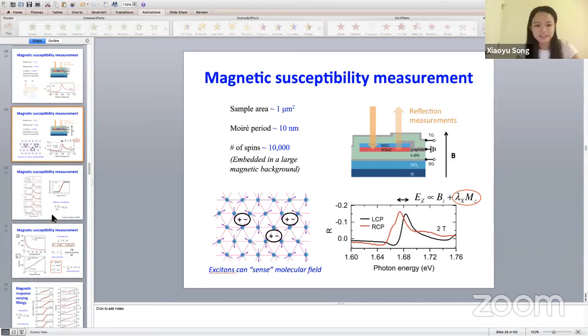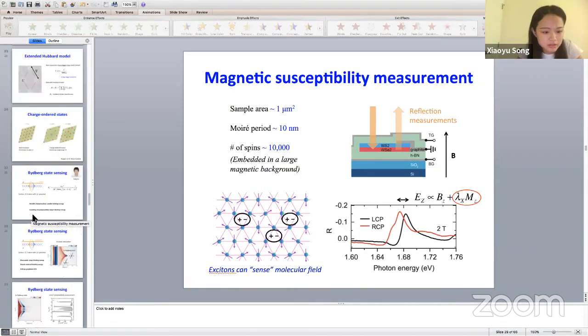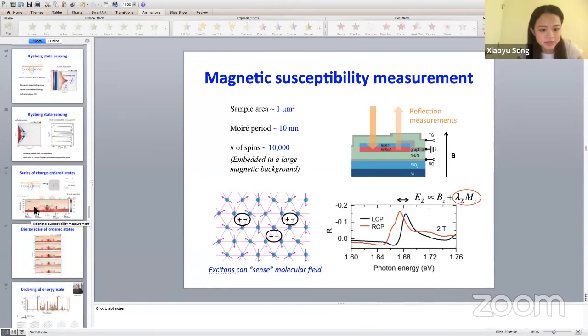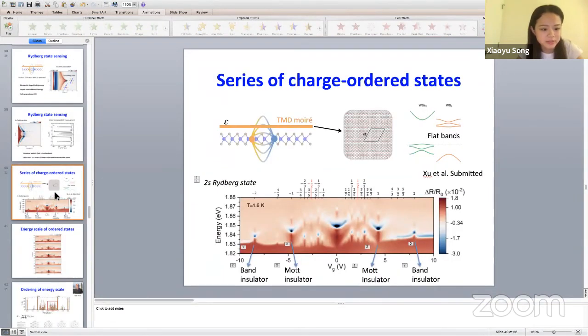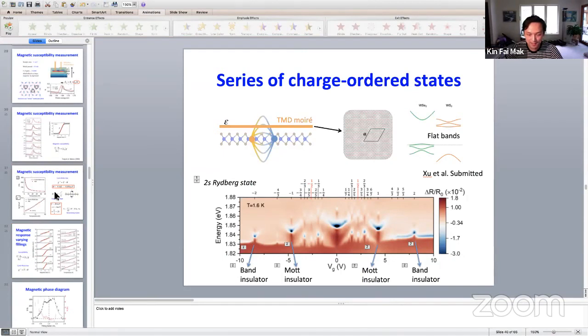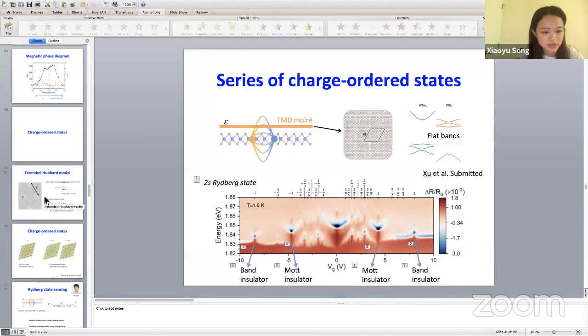Okay, thank you. Due to the limit of time, we will take the last question about the last part of the talk. It's from Yihan. What's the system where you observe the fractional incompressible state using Rydberg sensing? How did you access positive filling? So this is the same system that we talked about, WSe2 on WS2. It's just the same Moiré system we talked about. There's no change in the material system. What's the second part of the question? How did you access the positive filling?